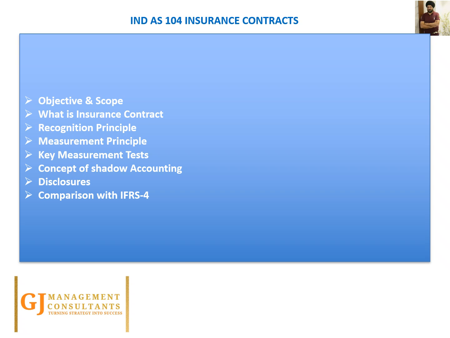In today's session, we will cover the following agenda. We are going to touch base and understand the objective and scope. We look at the definition of the insurance contract. We'll understand the concept of recognition principle and measurement principle with respect to Ind AS 104. We'll look at the key measurement test, which is the liability adequacy test and the impairment test, concept of shadow accounting. We'll talk about the disclosures and comparison with the IFRS 4. So let's start the discussion and move to the first slide, which is objective and scope.